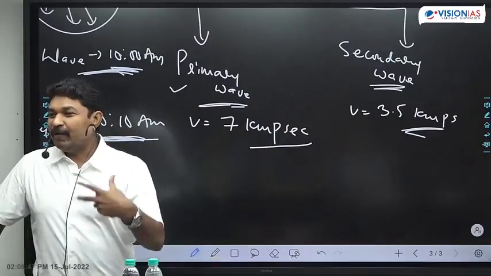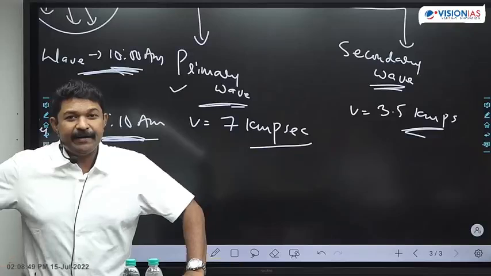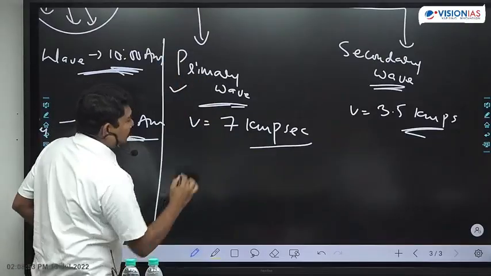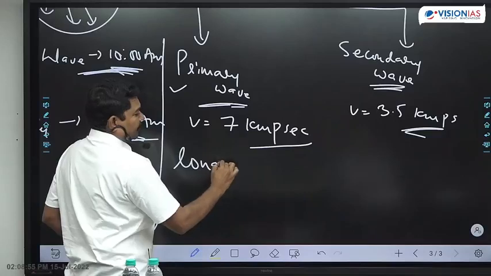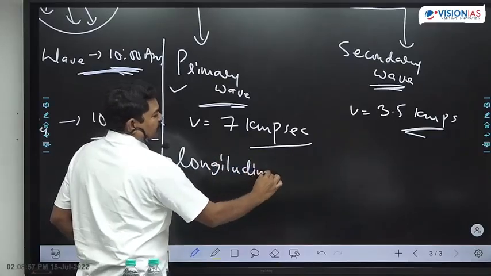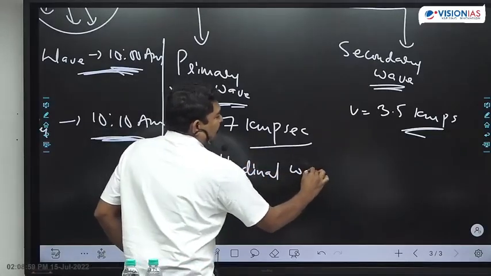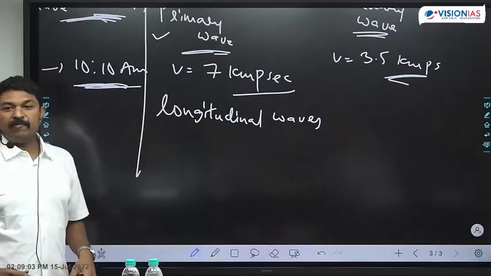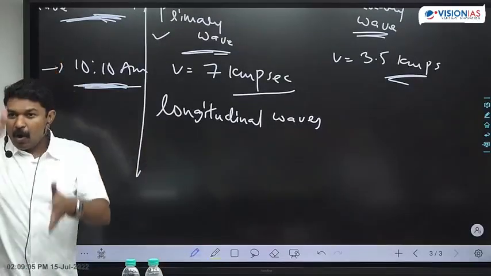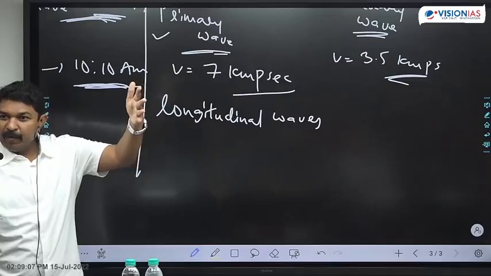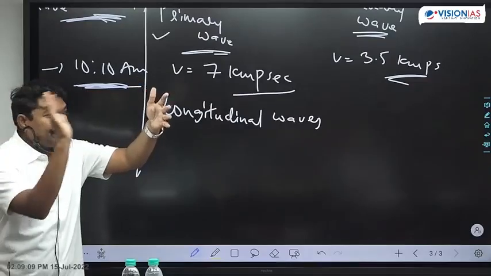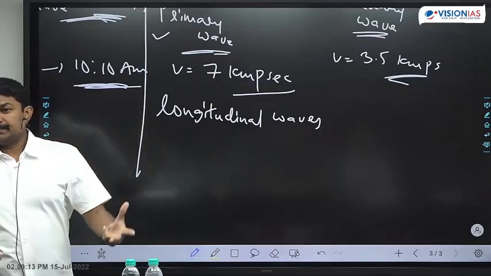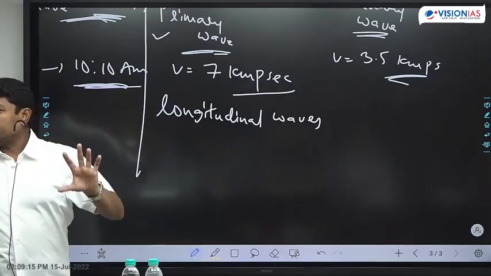No. When the scientists studied more about these waves, they came to know that these waves are similar to longitudinal waves. What do you mean by longitudinal wave? The wave which is elongated and moves in the form of compressions and rarefactions. The best example, sound wave. Sound wave is the longitudinal wave.